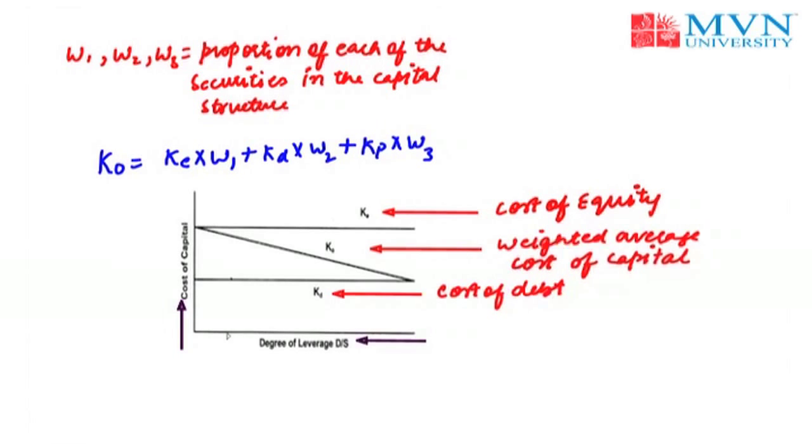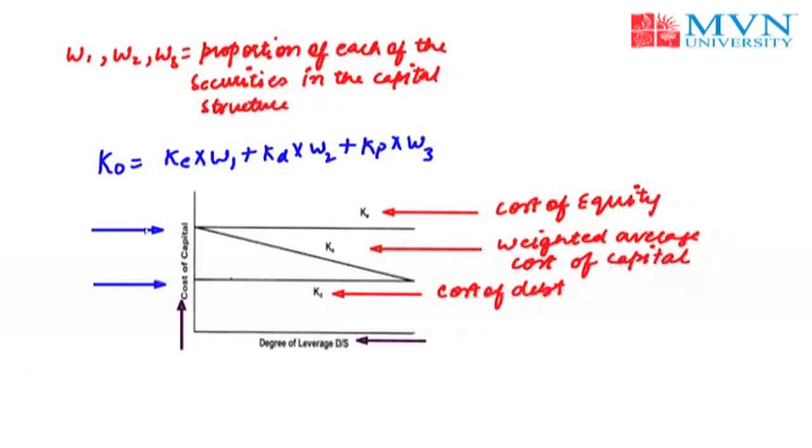Looking at our first assumption, which says that the cost of debt is less than the cost of equity and it is stable by nature, that's why we have taken less cost of capital for debt, and the cost of equity is more than the cost of debt.